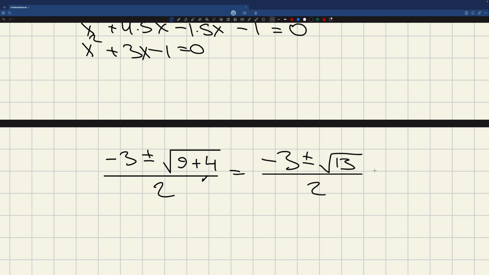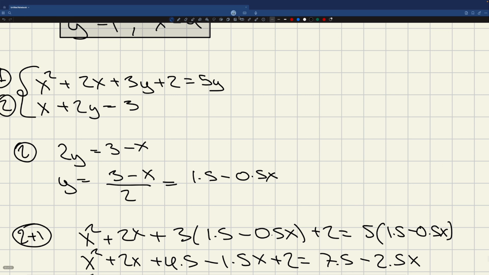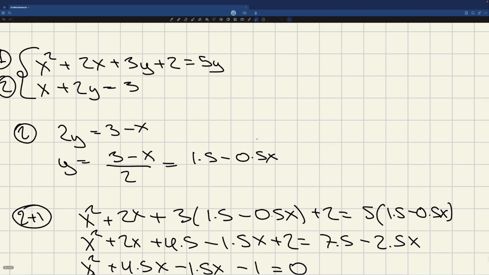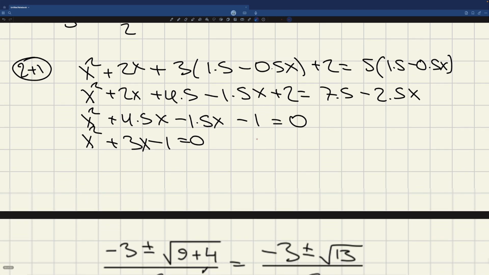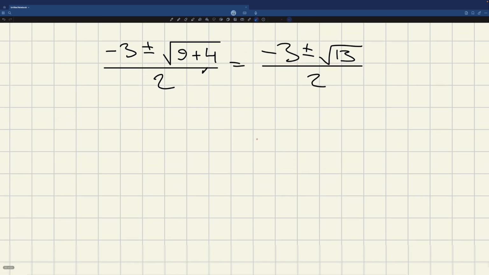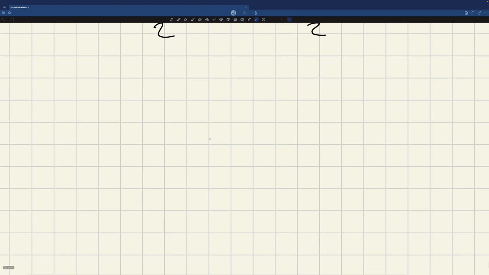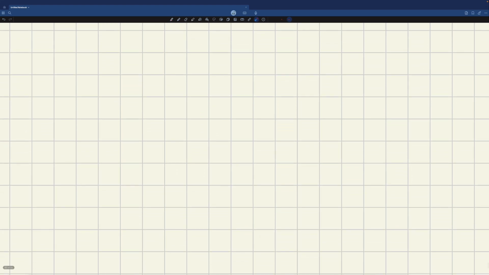There. So these are the two values of x, and what you would do is plug those two values of x into, say, this equation. Now, these were the two different types of simultaneous equations that you get, and two different approaches to solve them. Now there's a third approach, which you need to know for the GCSE, which is the graphical approach.